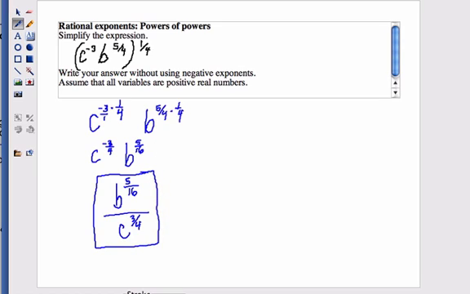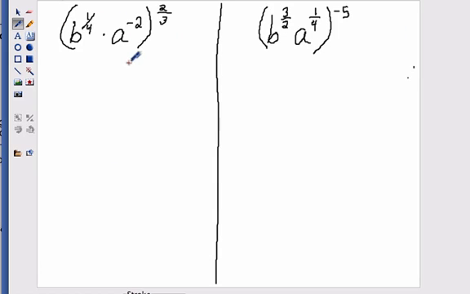Okay, let's look at another couple of examples. In this example, we're going to start by raising everything to the 2/3 power. So remember, that means you're going to take each exponent and multiply it by the 2/3. Okay, so this is going to be a to the -2. You can think of it as a -2/1 times 2/3.